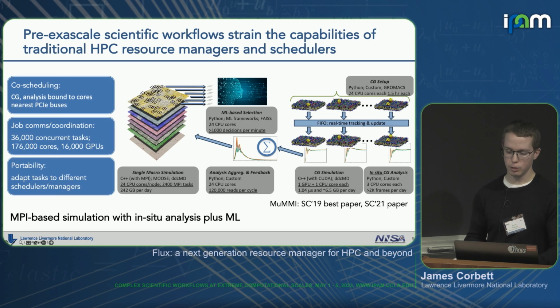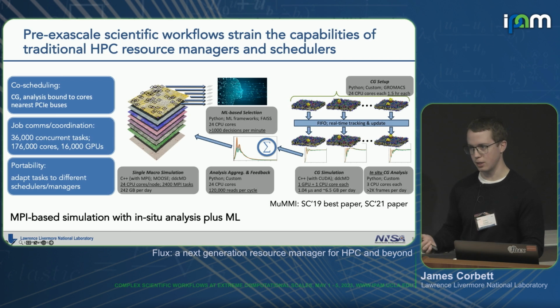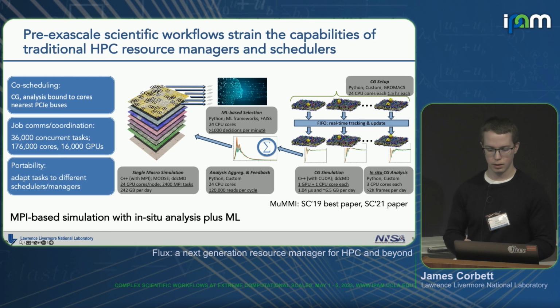In fact, in order for MuMMI to start up 36,000 concurrent tasks, the team exploited Flux's ability to hierarchically schedule subinstances of itself and to specify explicit bindings of resources. But I'll go into what it means for Flux to hierarchically schedule subinstances of itself later. That is a topic that takes a bit of explanation. The results of this effort resulted in a paper that won SC19 Best Paper and I think a few other awards as well.